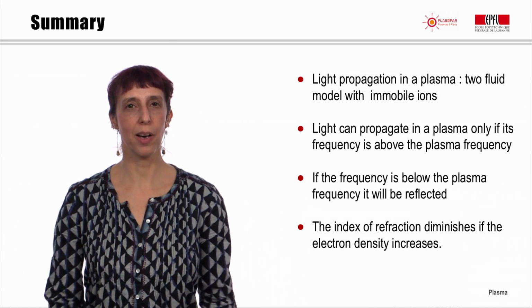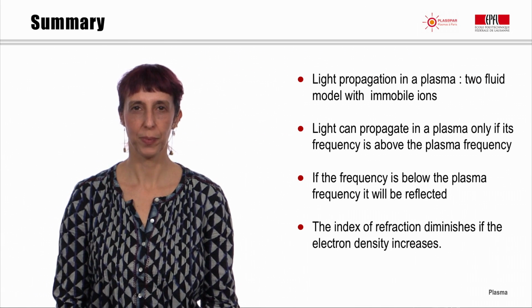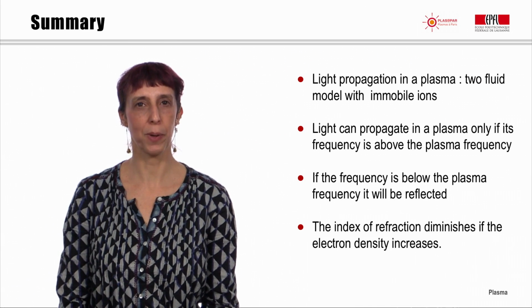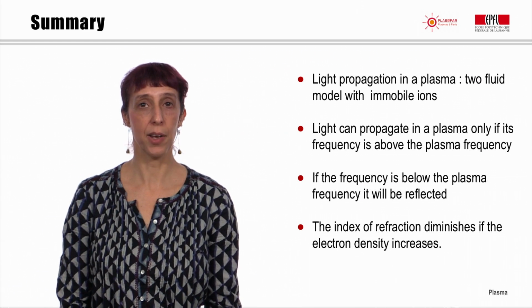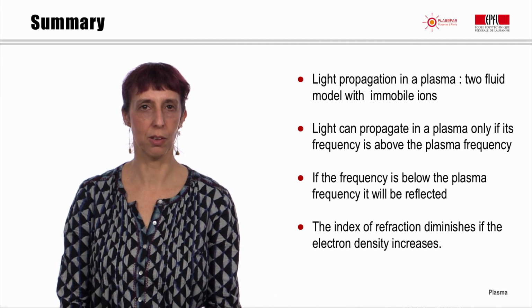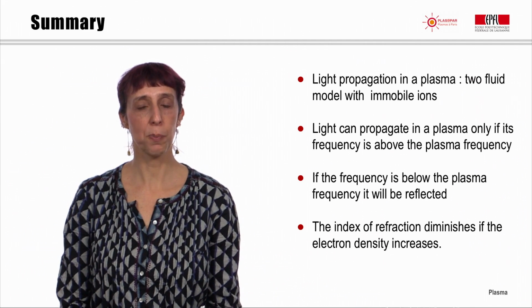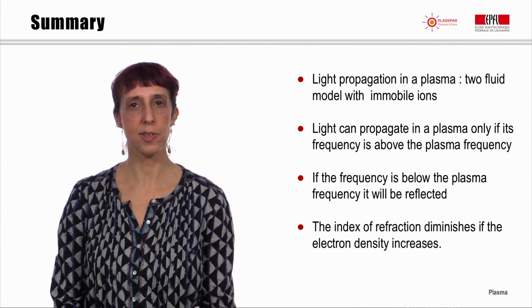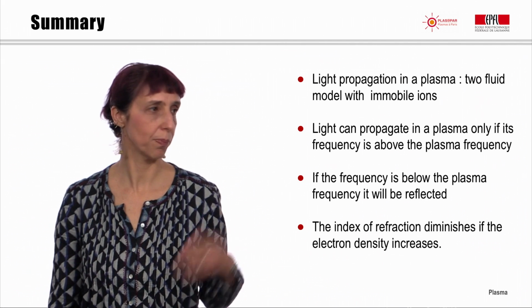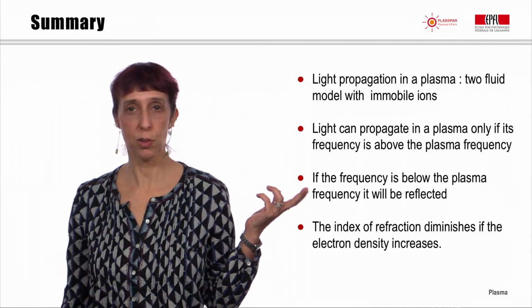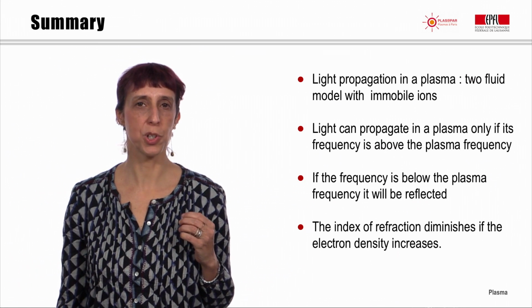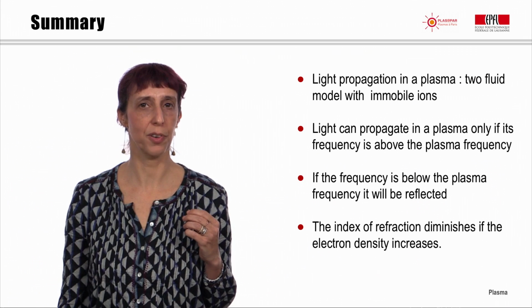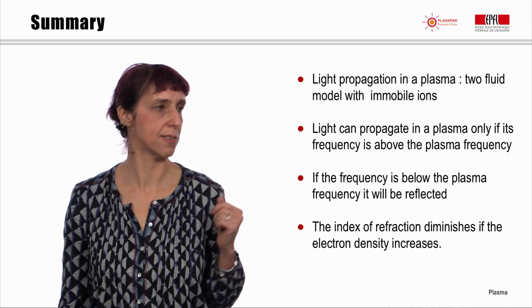We can now summarize what we have learned in this lecture. In order to describe light propagation in a plasma, we can use the two fluids model, but treat the ions as a static neutralizing background. Light can only propagate in a plasma if its frequency is above the plasma frequency. In the opposite case, it will be reflected. If light propagates in an inhomogeneous plasma, the index of refraction decreases as the density increases.